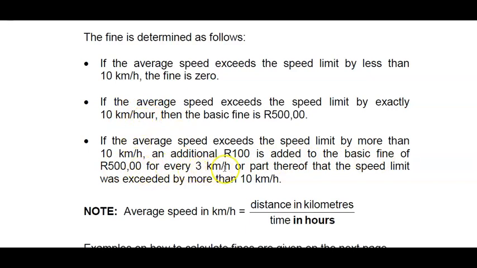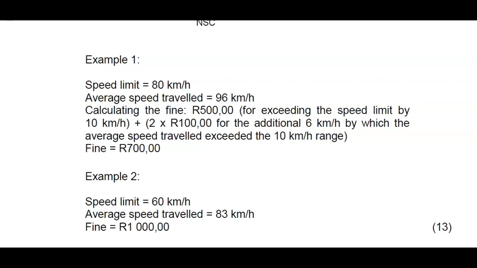For every 3 kilometers or part thereof, a very important part of the sentence, that the speed limit was exceeded by more than 10 kilometers per hour. This here has quite a bit of information for you. There they show you how to calculate the distance in kilometers, and to calculate the average speed in kilometers per hour. Press pause and try it yourself. Here are also some examples that they give you, but at this point you won't get any output. It just helps you to understand the question.